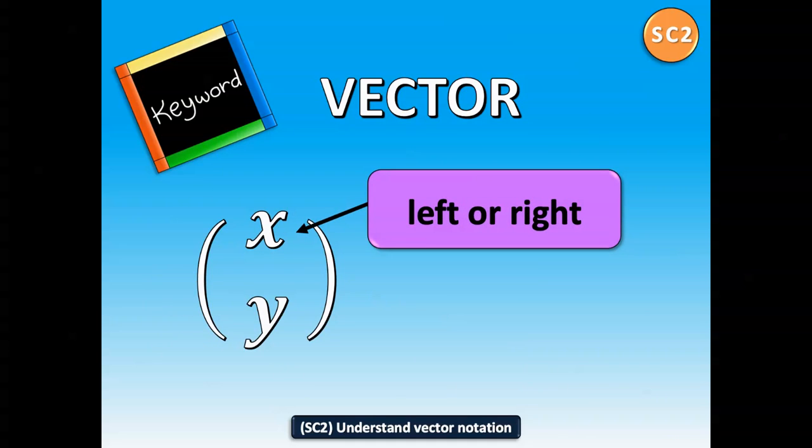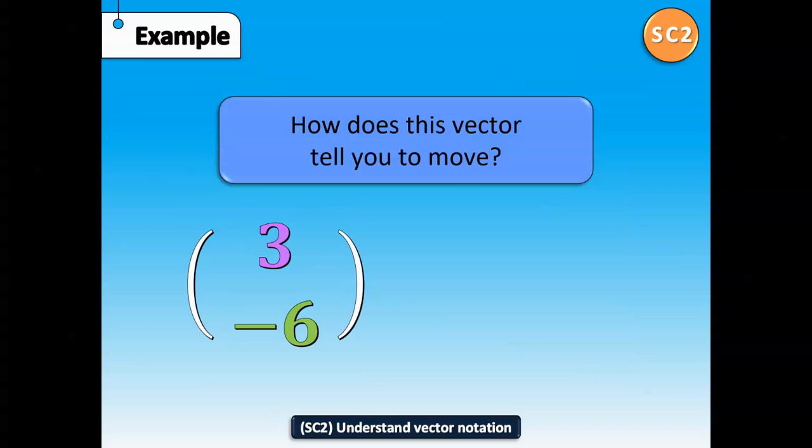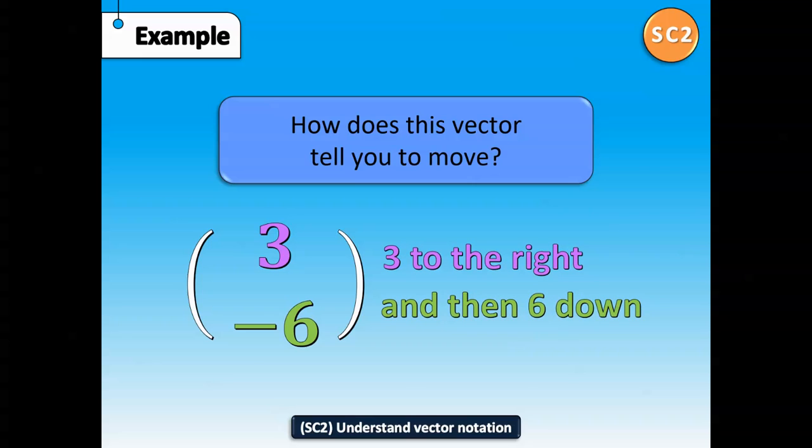So to recap, the number on the top tells you whether to move left or right. If it's negative, you move to the left. If it's positive, you move to the right. The number on the bottom tells you whether to move up or down. If it's negative, you move down. If it's a positive number, you move up. So this vector, 3 minus 6, tells us to move 3 places to the right and 6 places down.